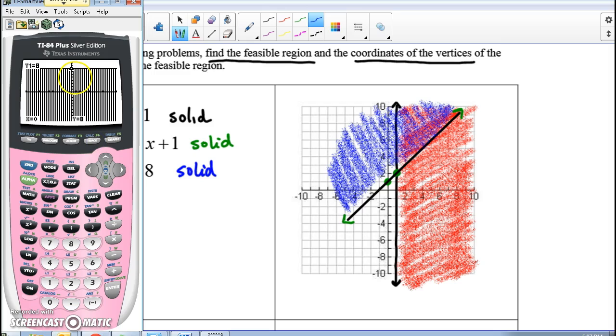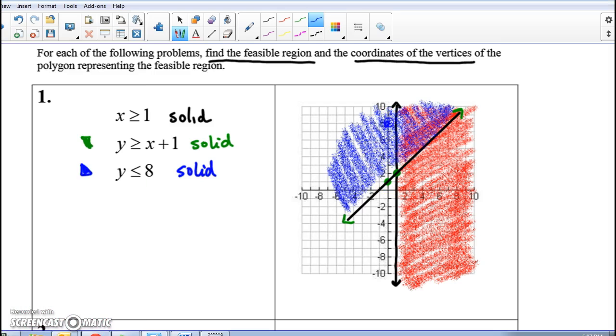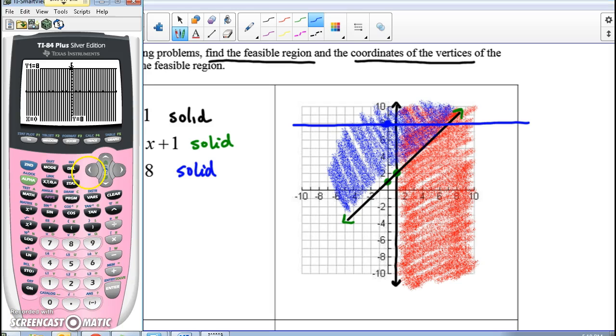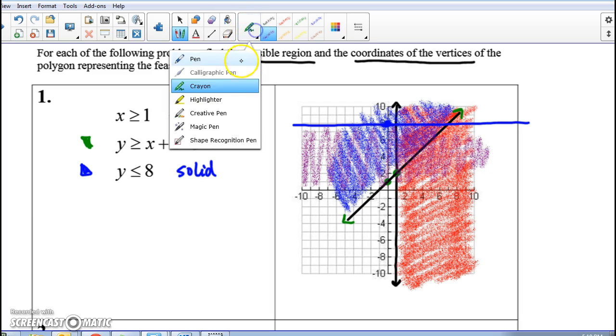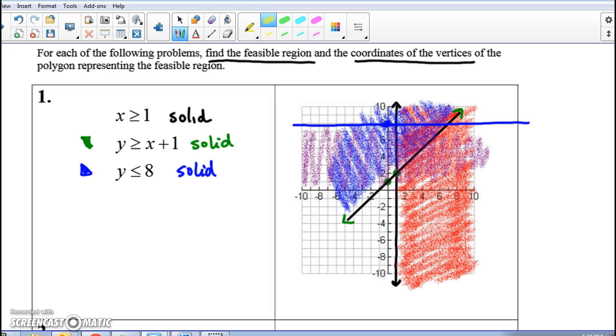So if we hit trace, it pops up on 8. So at 8, it looks like it is a line straight through 8. And so we're going to shade below on this one. Purple. So we're going to shade below, and now we're looking for where all of them shade together. So you can see that they all shade together right in here.